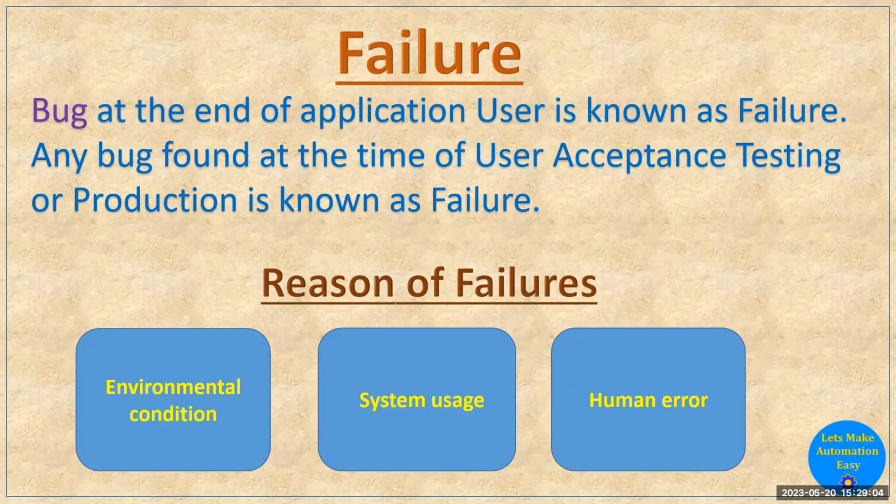For example, it can be the environment condition. That's why the failure was there. The system configuration was totally different from the other environment. It can be human error also. So these types of reasons can cause a failure.